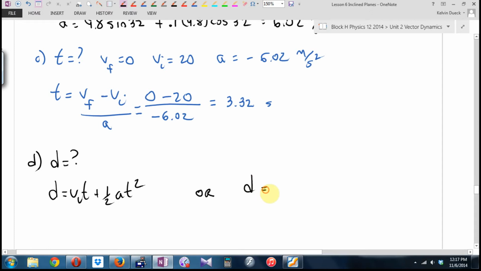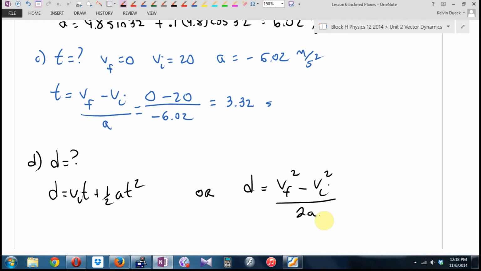Or I think I could also go with VF squared minus VI squared all over 2A. I might use the right-hand one just because if I got T wrong. But you know what? In the right-hand one, I'm using A no matter what. So no matter what, I'm having to use data that I've calculated, not that they gave me. So then I might lazy out and say I got the D by itself already in the VIT. So I'll probably use this one.